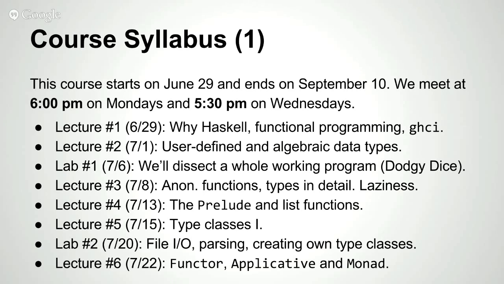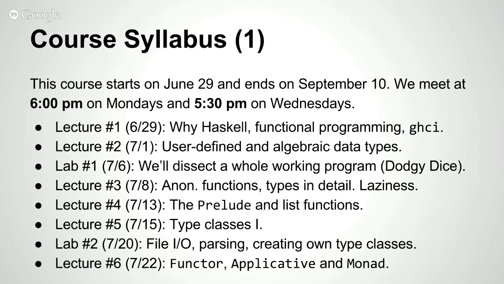The third is on July 6th. We're going to do a lab where we take some code, we're going to dissect it, then there will be some exercises where you can, if you want, go off and improve it. I recommend looking at the code before the lab. I'll send out an email probably on Wednesday or Thursday. The game's called Dodgy Dice. Not a super interesting game, but it'll get you used to looking at Haskell code.